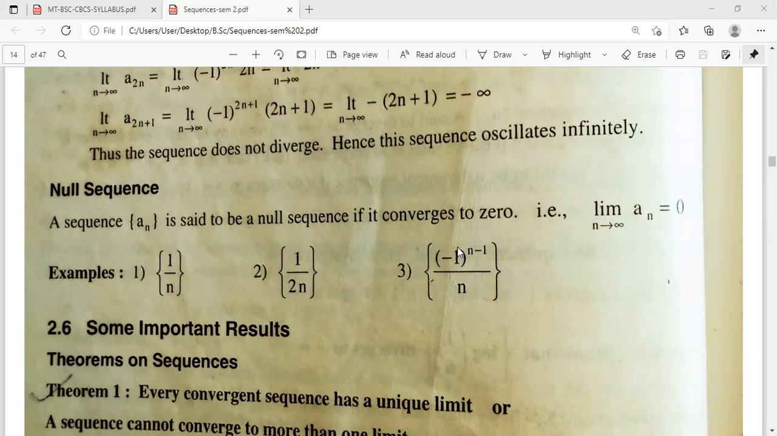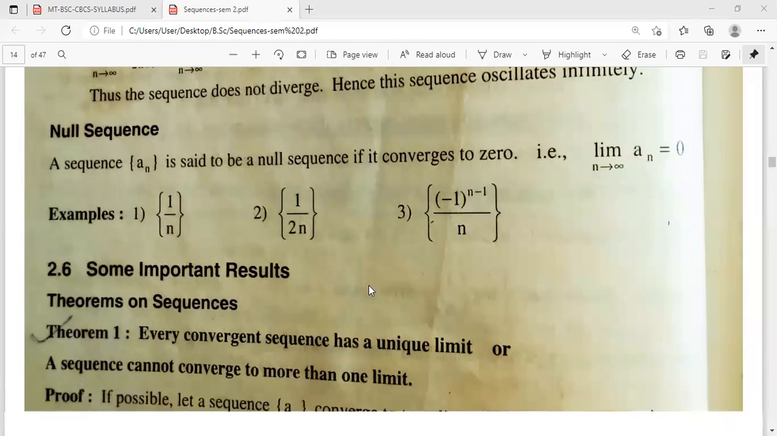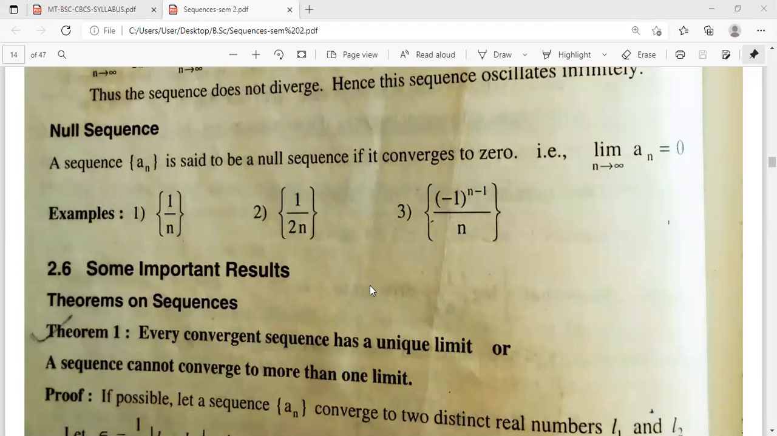Here also, whatever the numerator is, you're getting 1 by n here. You can write 1 by the power, whatever may be here; the numerator is fixed, and as n tends to infinity you are going to get 0. These are the three examples of getting a null sequence. Okay, so you can write maybe more.